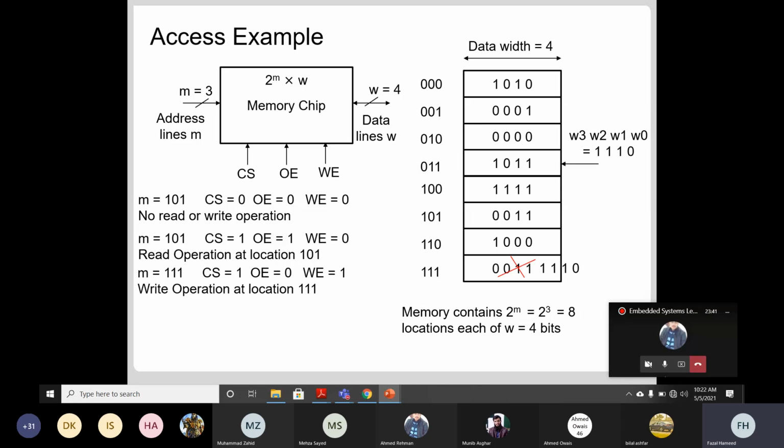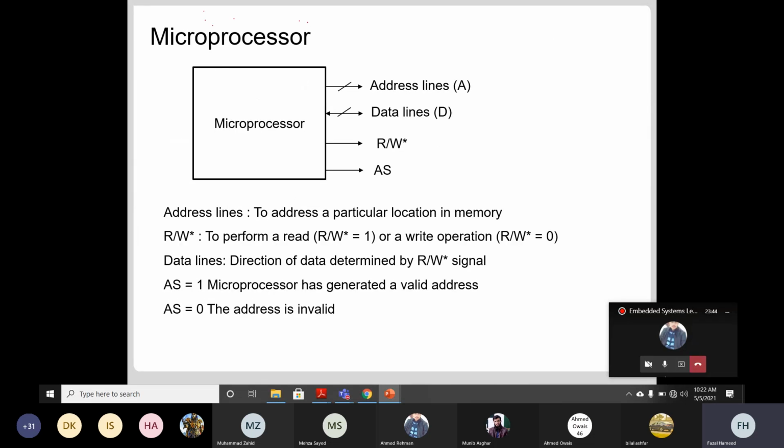And now we want to see from the microprocessor perspective. If you look at the microprocessor, it has 8 address lines. How many address lines are there? In memory, the address lines were mentioned by which signal? You remember?